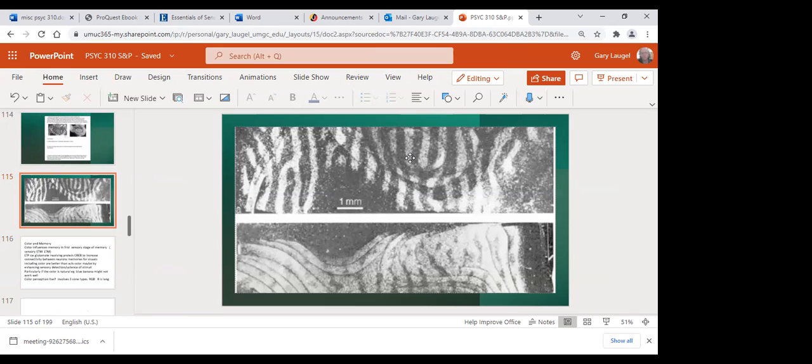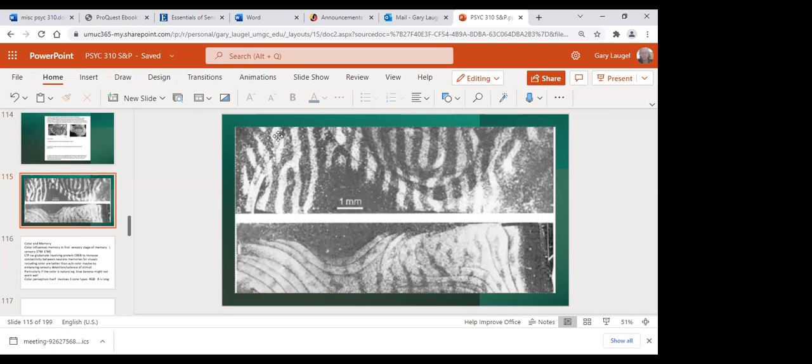when one of the cat's eyes, this is a kitten, the kitten's eye is sutured shut so that the kitten is unable to process light coming into that sewn shut eye, well, the other eye tends to take over the territory on the visual cortex. This is the visual cortex up here.